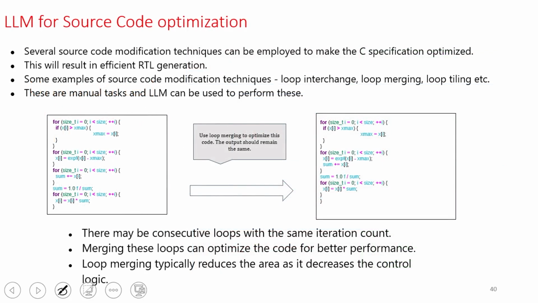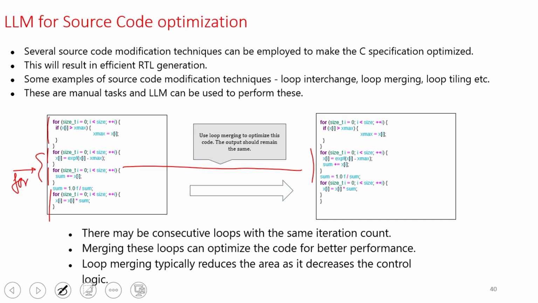Then LLM for source optimization, this is something I want to spend a little bit of time on. As I mentioned, how to make your code hardware friendly. There are many source code optimizations, one of them is loop merging. Say for example, you have four for loops here. I can combine these two and write one for loop for this. This is what is basically happening here.